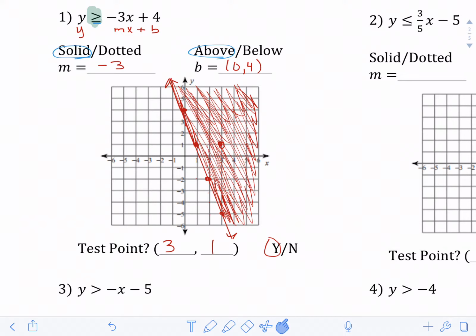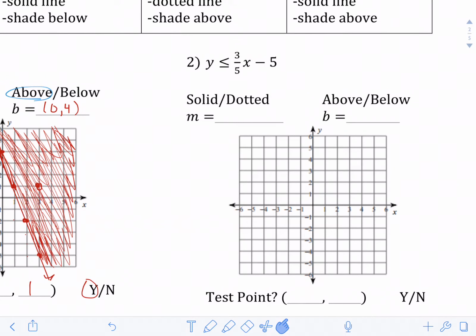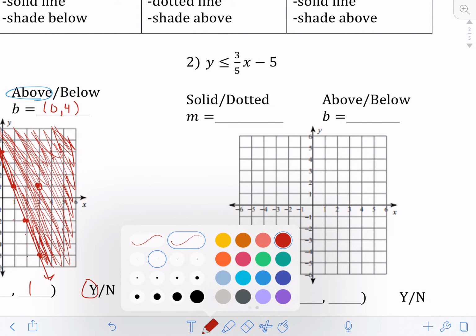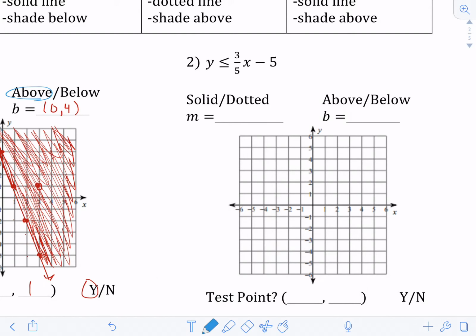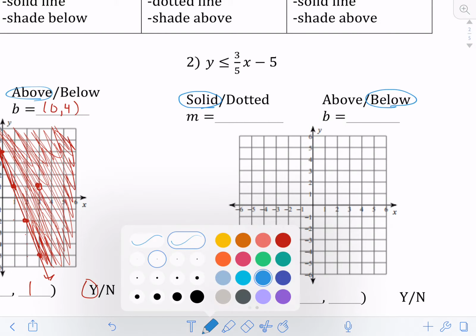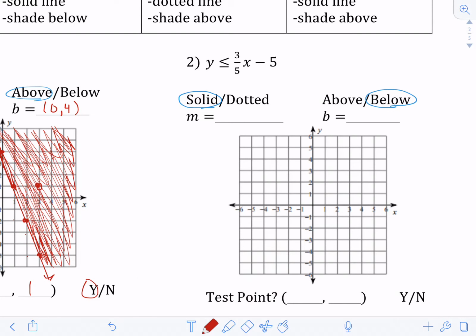So number 2. First, if you look at the inequality up here, since I have this line underneath, I know it's going to be a solid line, and that is a less than symbol, so I know I have to shade below. Since y is all by itself on one side of the inequality, I know this is going to be mx plus b. So my slope here is 3/5. My y-intercept is (0, -5).